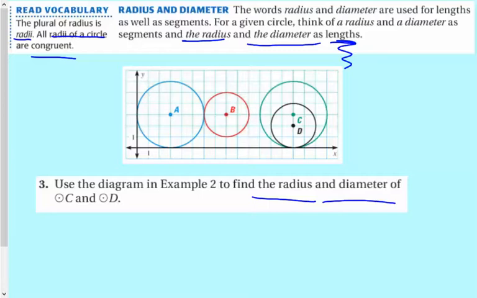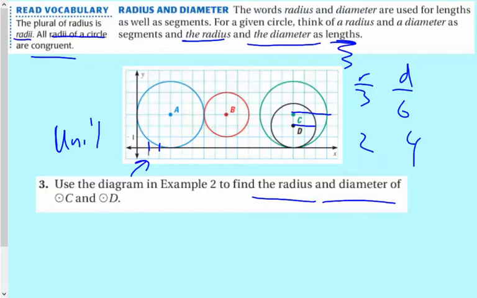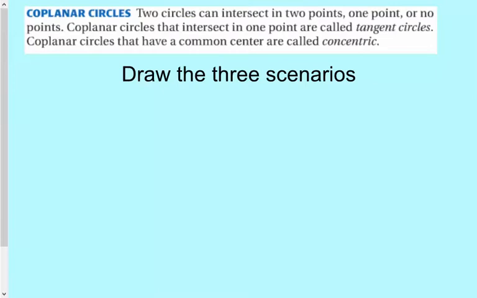So C and D. C is right here. You can just count 1, 2, 3. So the radius here is 3. The diameter is then going to be 6. And then for circle D, 1, 2, and the diameter would be 4. Pay attention to your units. Here it's going up by ones. Sometimes it might be going up by 2s or 3s or something. So always take a look at your graph.